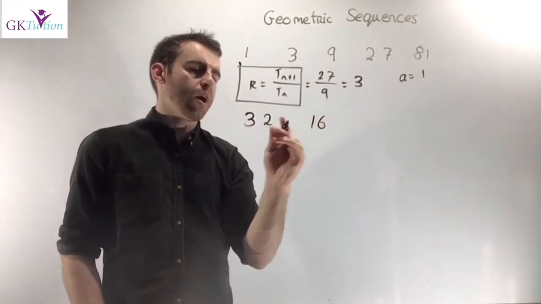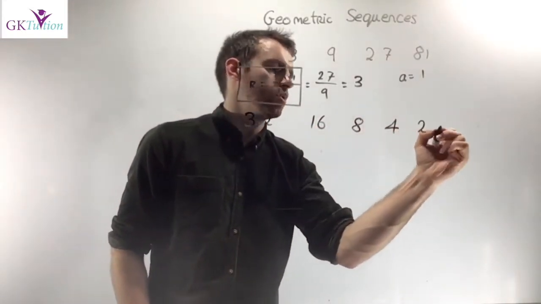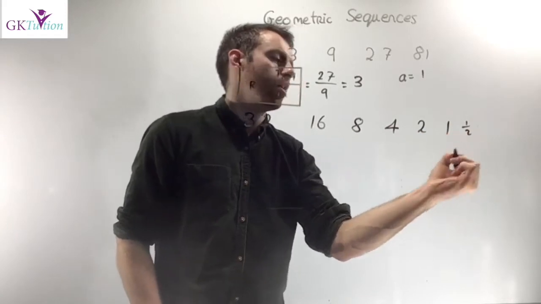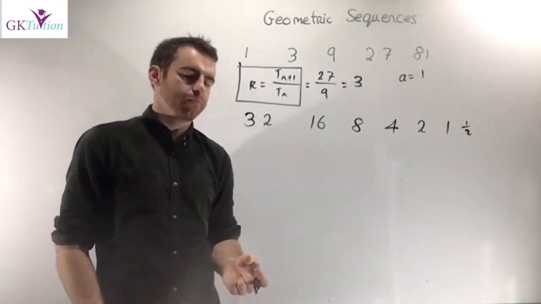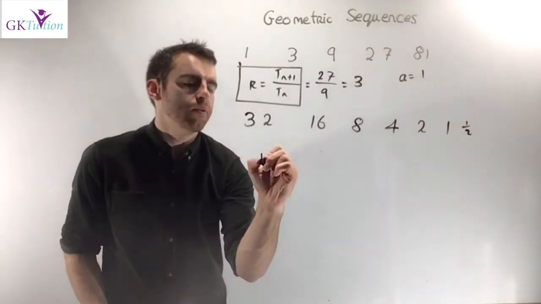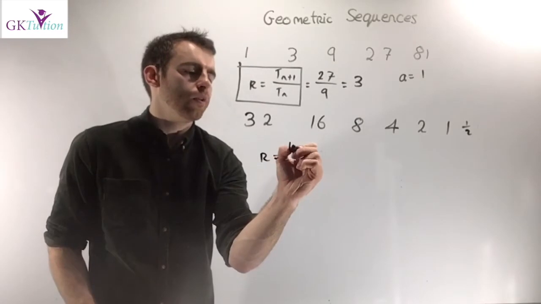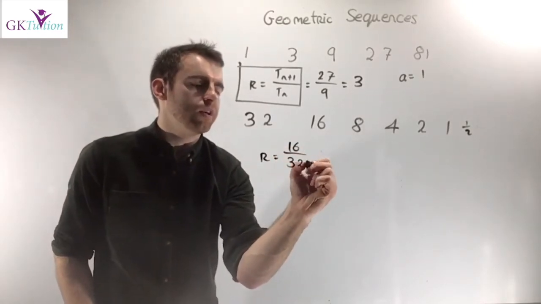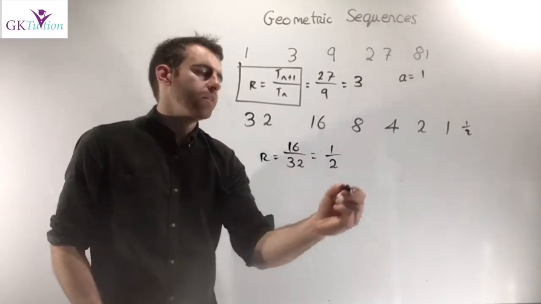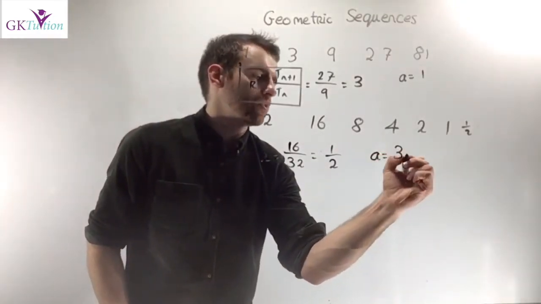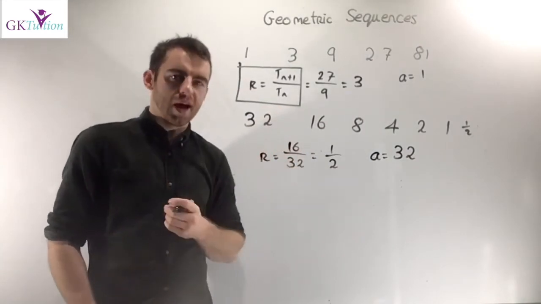Another type of sequence I want to show you is, obviously, these sequences could be decreasing as well. I could give you 32, 16, 8, 4, 2, 1, a half, and so on. Clearly what I'm doing there is multiplying by a half every time. If we were to work out the common ratio for this one, it's any term divided by the previous term, for example 16 divided by 32. In this case, the common ratio is a half, and my a is just 32. So for a sequence like that, a is 32 and your r is a half.